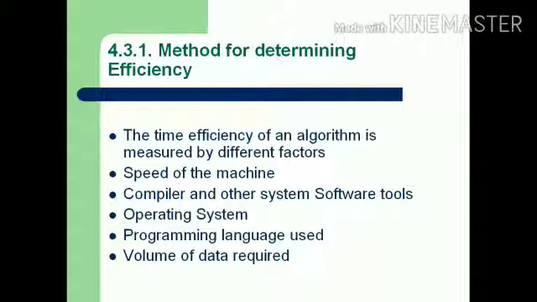Number one, speed of the machine. Number two, compiler and other system tools which are used for the algorithm. Number three, operating system. Number four, programming language which is used for programming. Next, volume of data required for the algorithm.